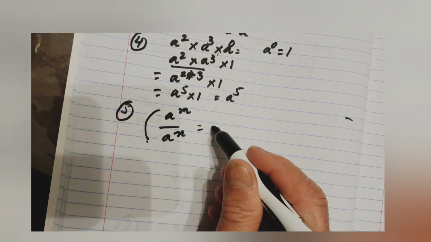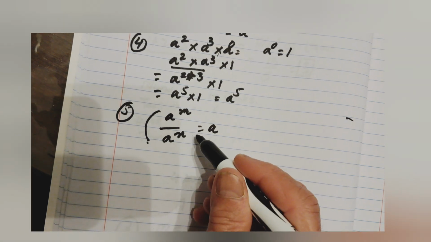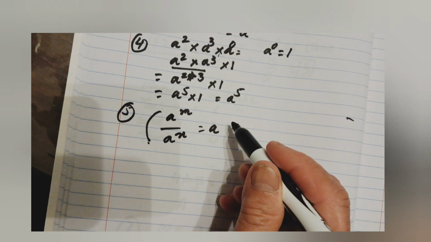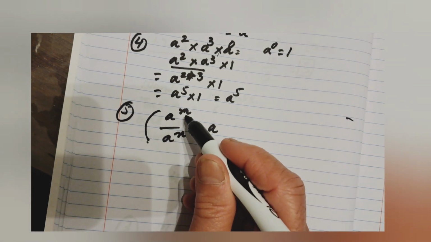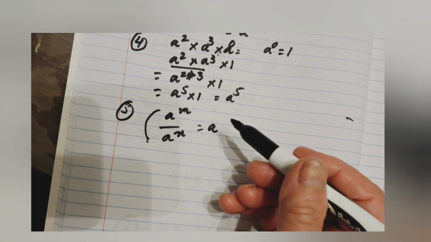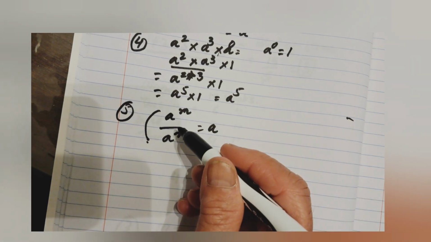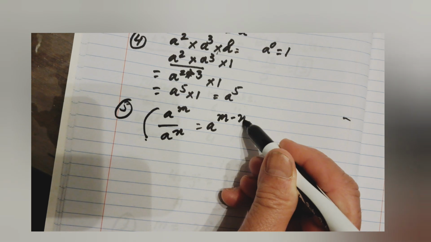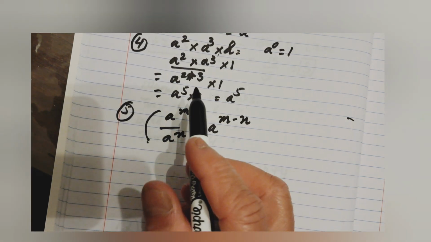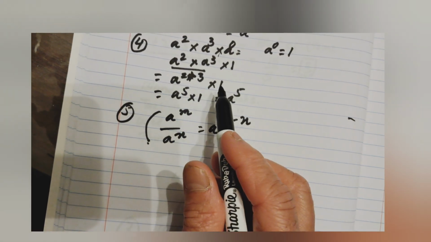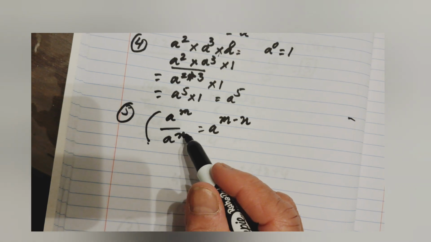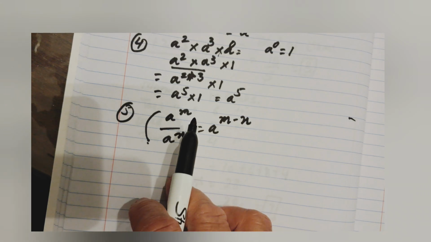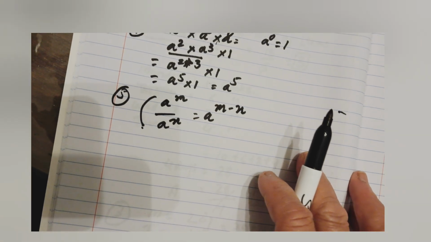The base is the same. How do we solve this? The powers are subtracted. How do we take them away? We can't take away n from m as numbers, because this is a variable. So we use m minus n. In multiplication, powers are added. In division, the powers are subtracted. So this is another rule. There is one more.